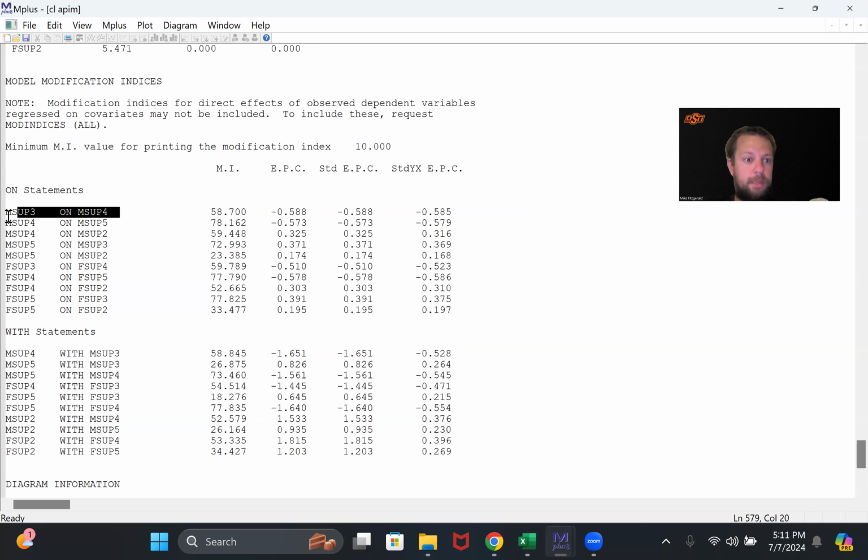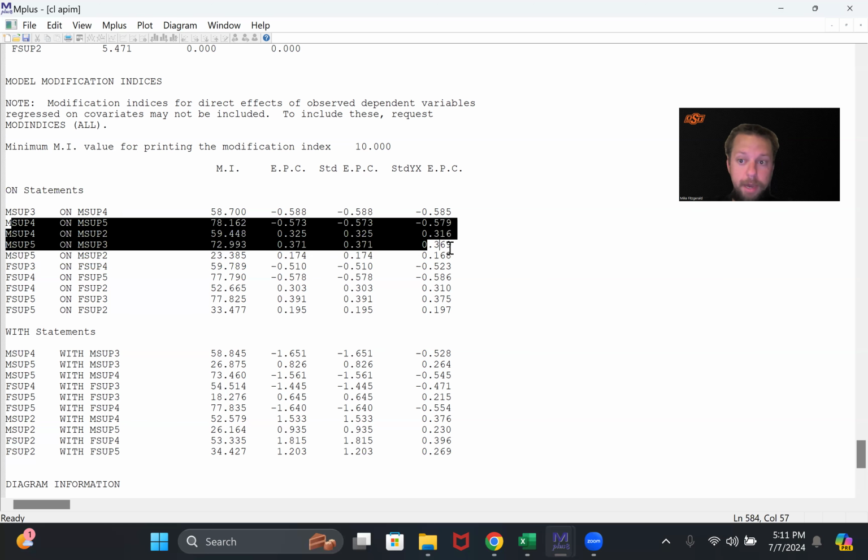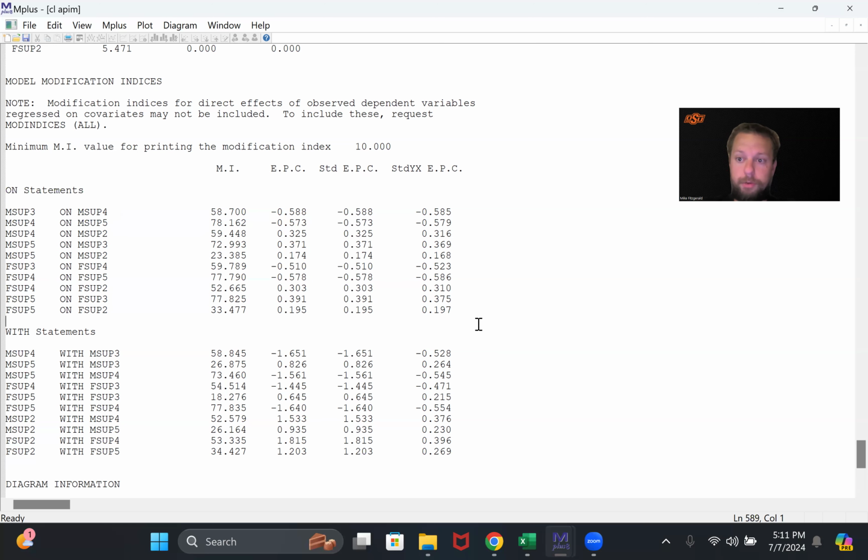So the model's picking up that our models are really quite problematic, and it's just giving us the best statistical solution. Whether or not that's grounded in reality and theory, or is even possible, is inconsequential to Mplus. And so these are not small mod indices. These are huge. The critical value for a mod index to be significant is 3.84. And we've got a few that are near 80.